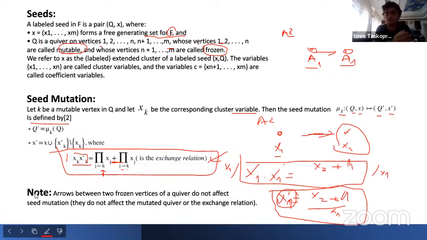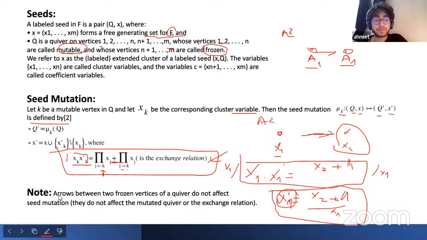Until now, is there any question? I guess not. Let's note that arrows between two vertices. Sorry? There isn't any question. We can move on.